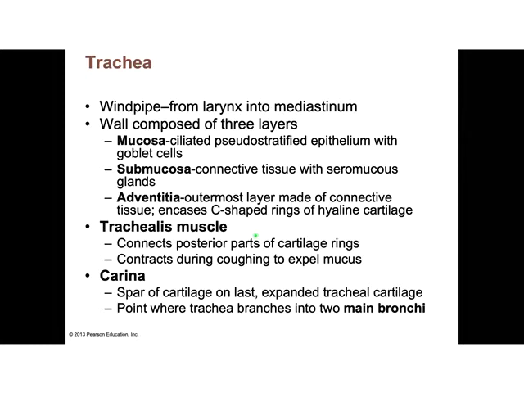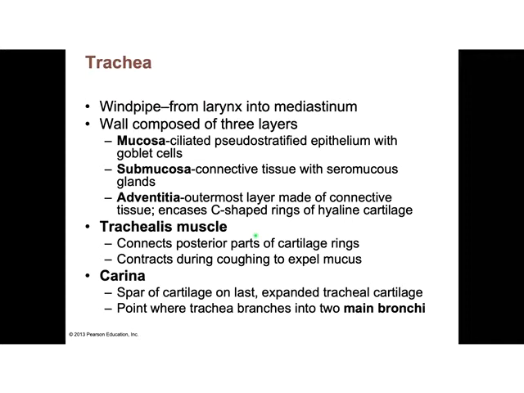And of course, the cilia move that mucus up towards the oral cavity, where you can spit it out or swallow it. The submucosa is connective tissue with seromucous glands in it, okay, and it also serves to attach the mucosa to the cartilage and the adventitia, right? The adventitia is the outermost layer, contains connective tissue that encloses the hyaline cartilage that keeps the airway open. The trachealis muscle connects the back part of the cartilage rings in the trach, and it contracts when you cough, and that helps to get irritants out of the upper respiratory.